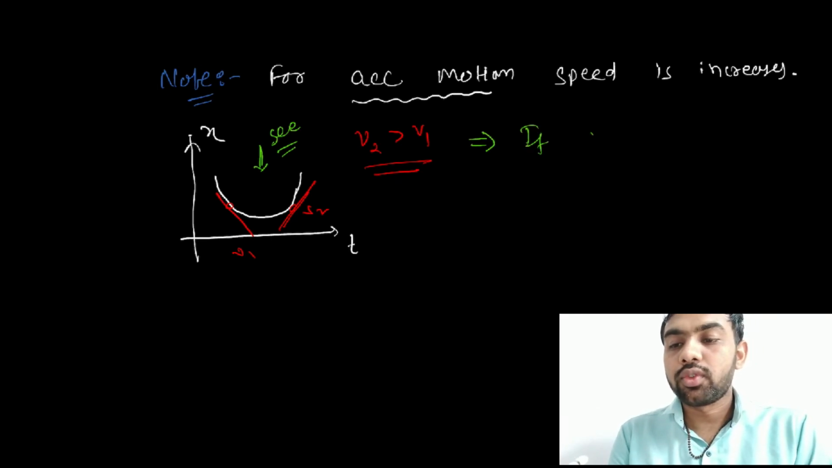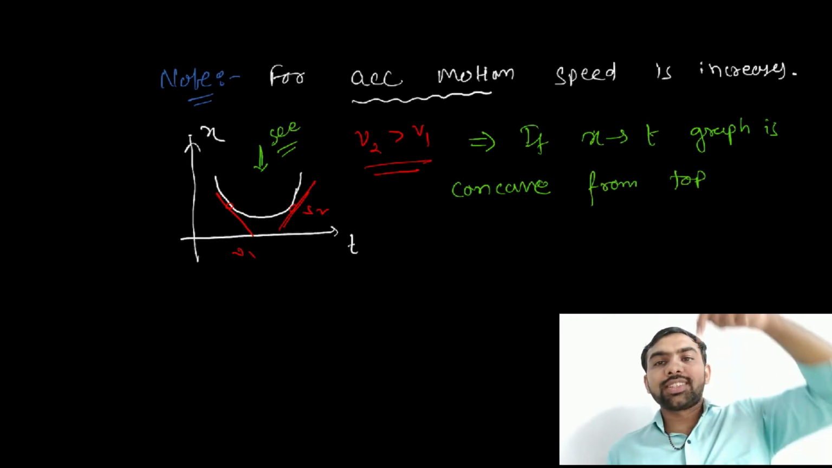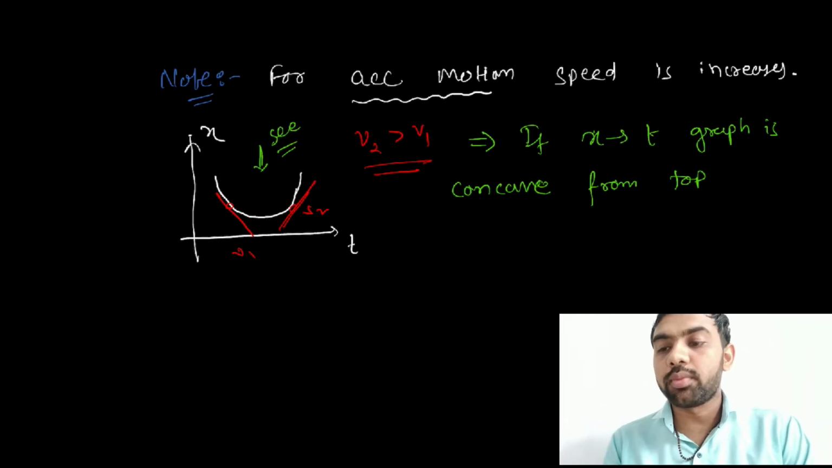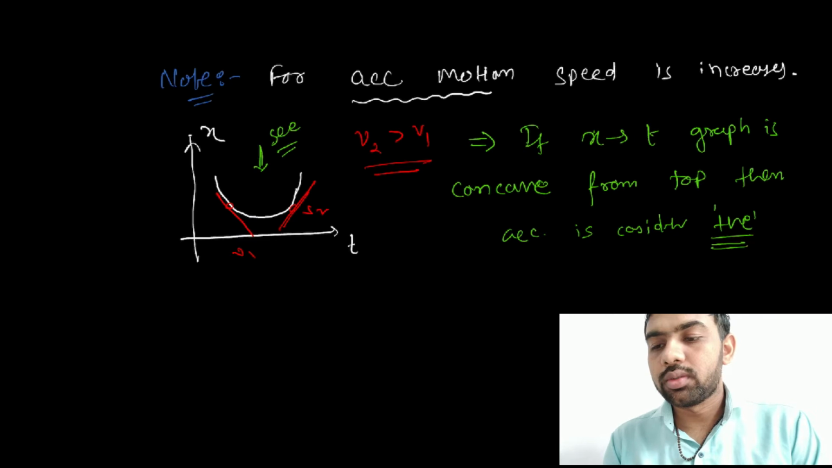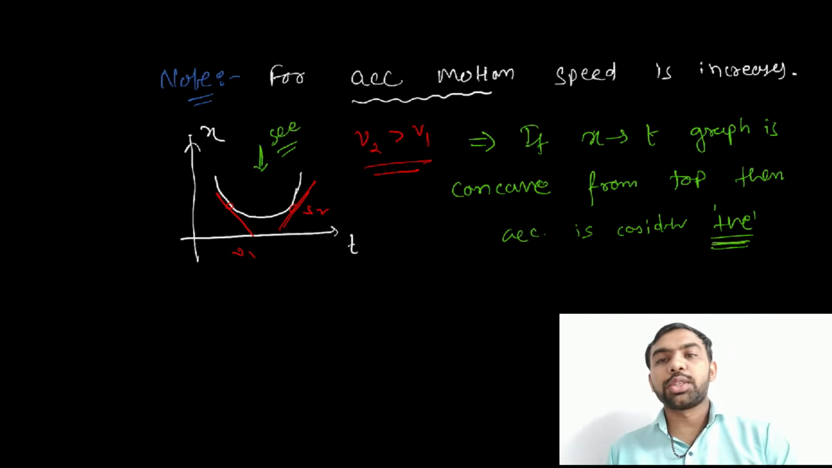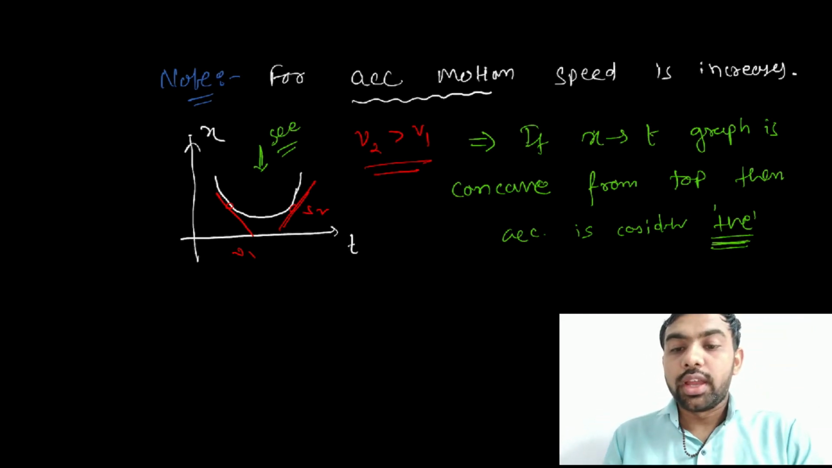So if the x versus t graph is concave from the top, कहाँ से देखना है? टॉप से. Then acceleration is considered positive. वहाँ पे acceleration पॉजिटिव काउंट करना है. So acceleration is considered as positive. You must understand this properly: you see the graph from the top and it is concave.